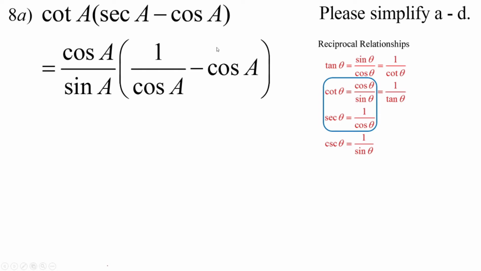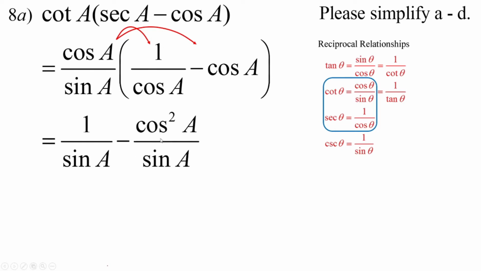All right. Now, if we distribute this cosine of A over sine of A to both terms in the parentheses, we're going to see some canceling. So let's see what happens here. Well, if I distribute the cosine of A over sine of A to the 1 over cosine of A, the factors of cosine will cancel, leaving me 1 over sine of A. Looks simpler already. And then cosine of A over sine of A times negative cosine of A would be minus cosine squared of A over sine of A.